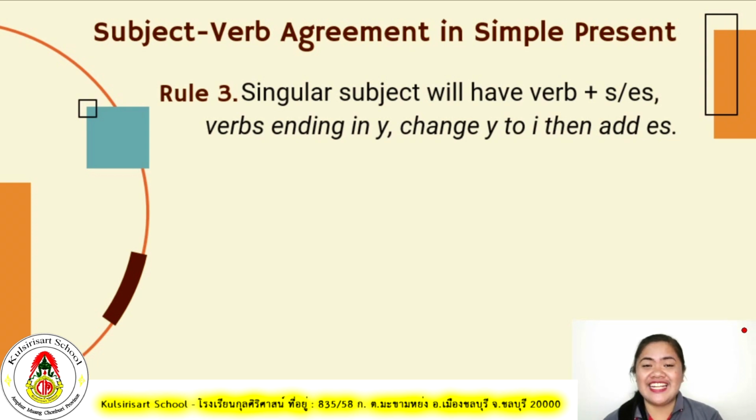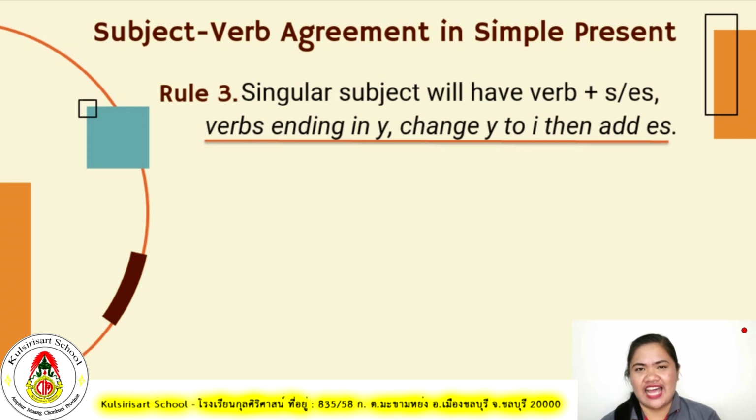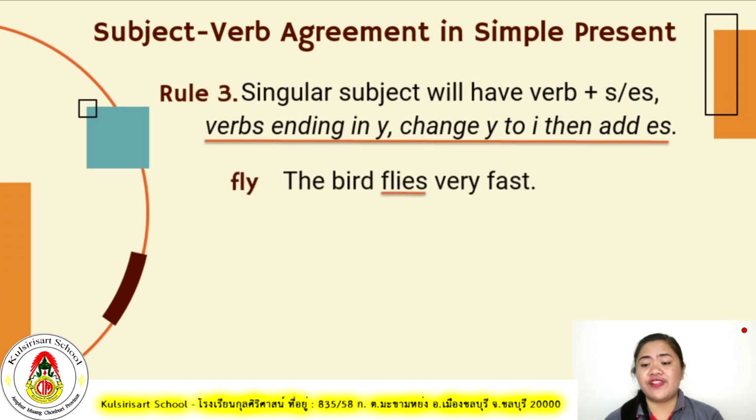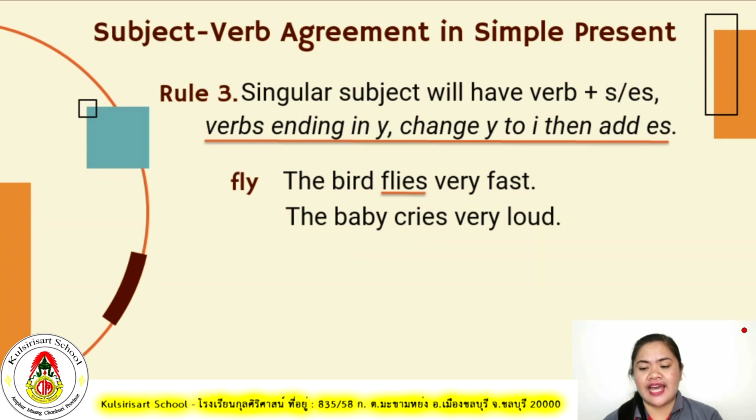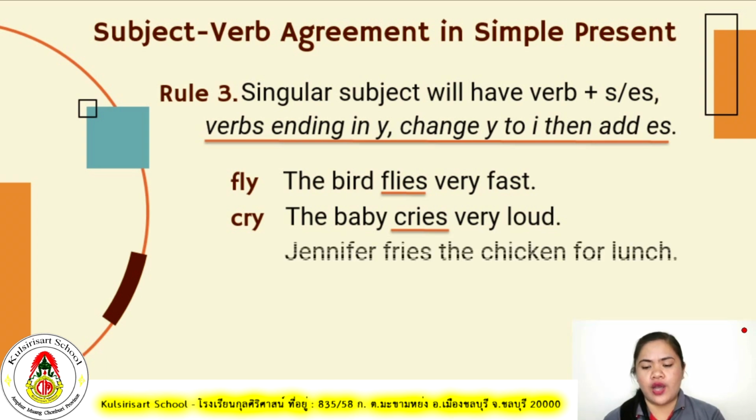Verbs ending in Y, you are going to change the Y to I and then add ES. And does that apply to singular or plural subject? Very good. Singular subject only. So we have here the examples. Bird flies very fast. The fly will become flies because there's only one subject, the bird. Next, the baby cries very loud. That is from the word cry. It becomes cries because the subject is only one. Next, Jennifer fries the chicken for lunch. The verb there is fries. From the word fry. Again, change Y to I and then add, very good, ES.